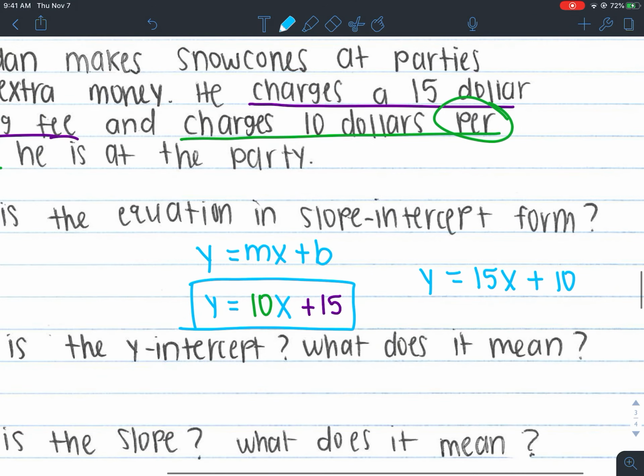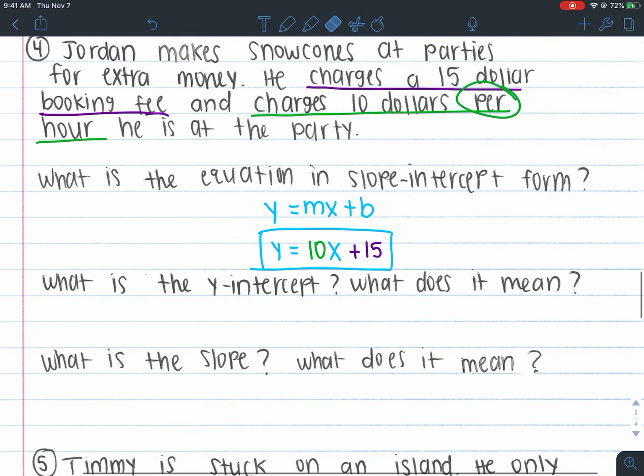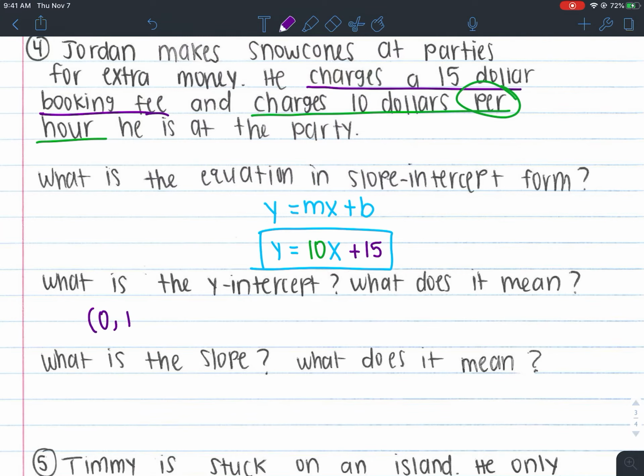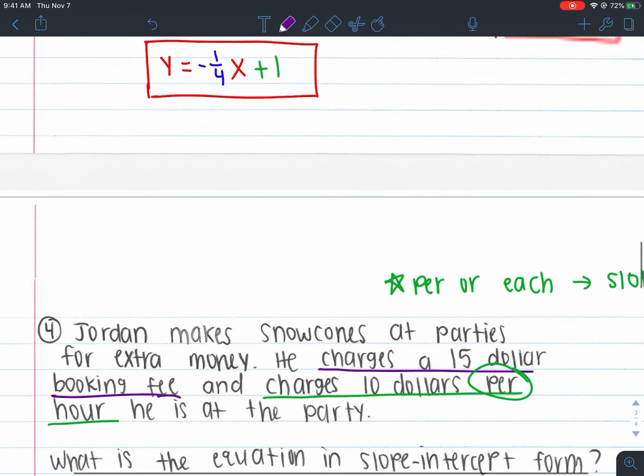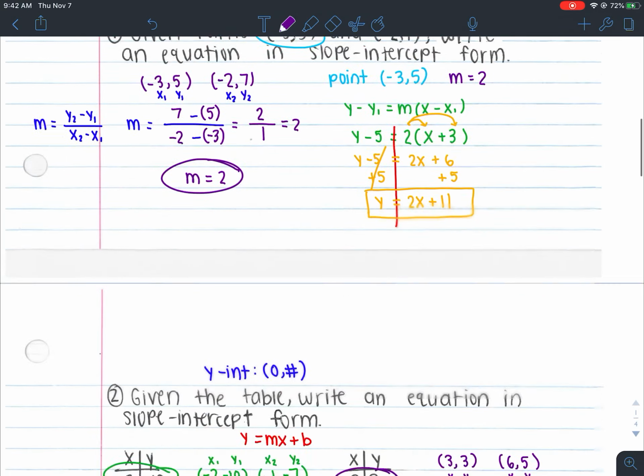Why is this equation wrong? Well, this equation would not be correct because you're saying that you're charging $15 per hour and a $10 booking fee. So the way you put the numbers does matter. Okay, what is the y-intercept here? Well, the y-intercept here would be (0, 15). What does it mean? It means he starts. Remember, the y-intercept is the starting value. So I'm going to be using start a lot. Just like at the very beginning of our notes, we identified the y-intercept as the starting value.